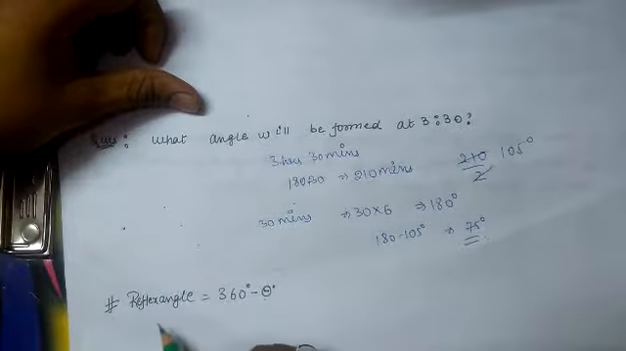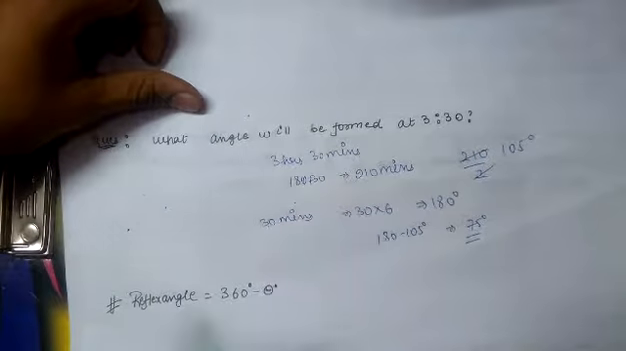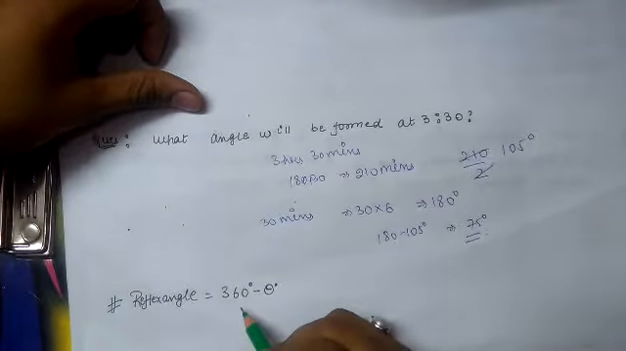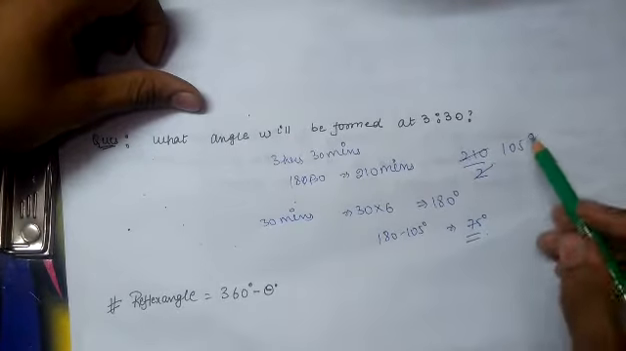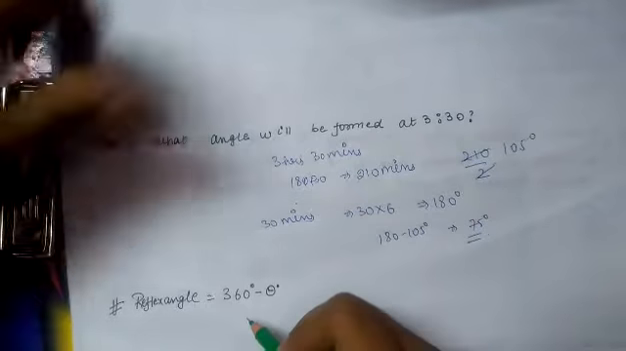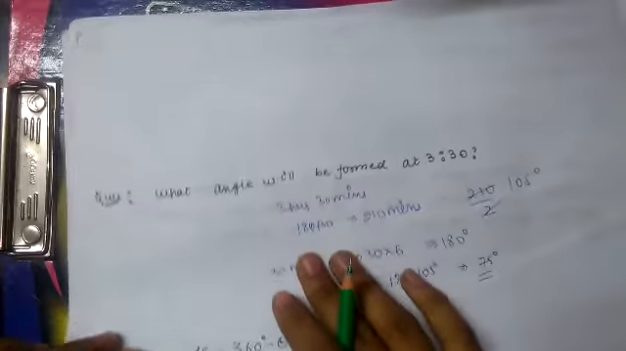If the question asks for the reflex angle, then we subtract it from 360 degrees. We solve by this method only, and we subtract the answer from 360 degrees. We will get the reflex angle.